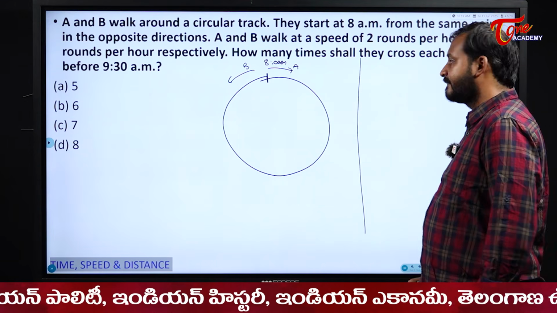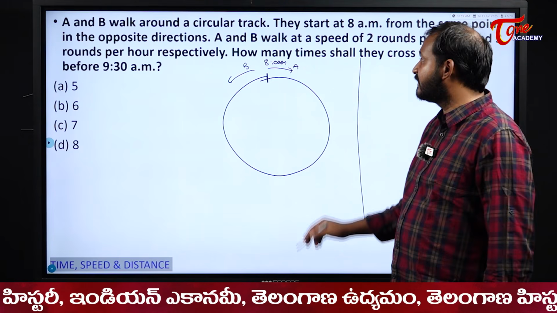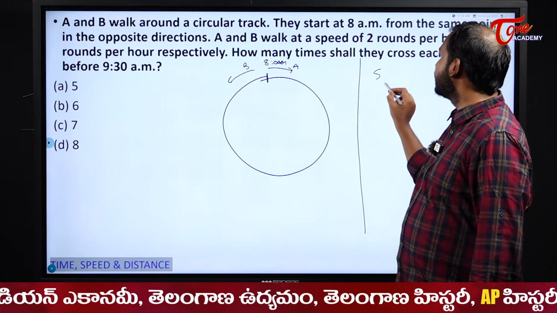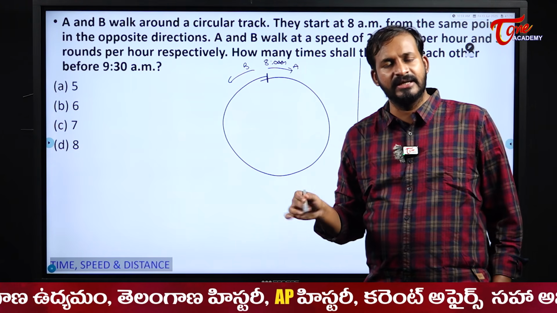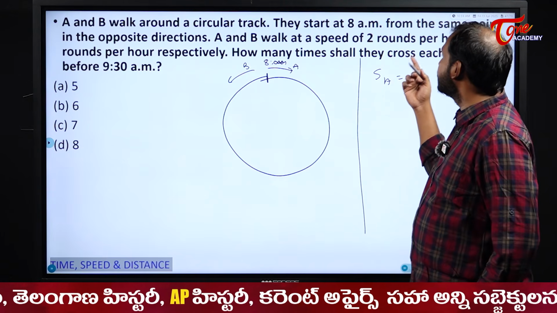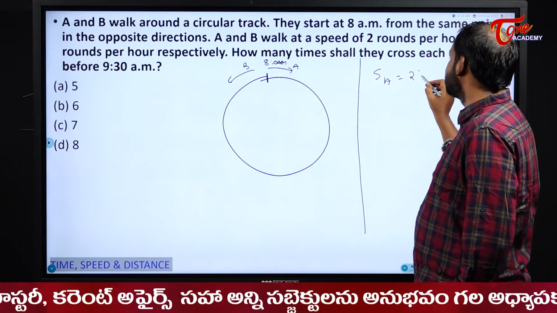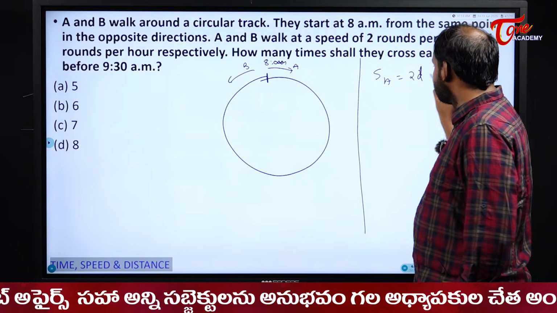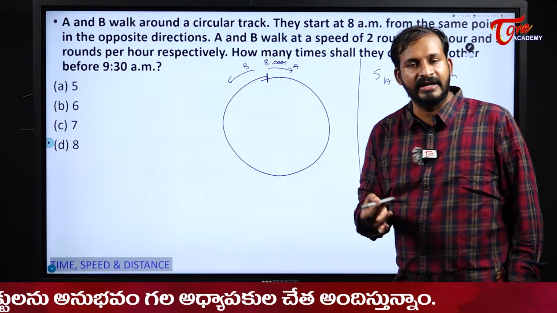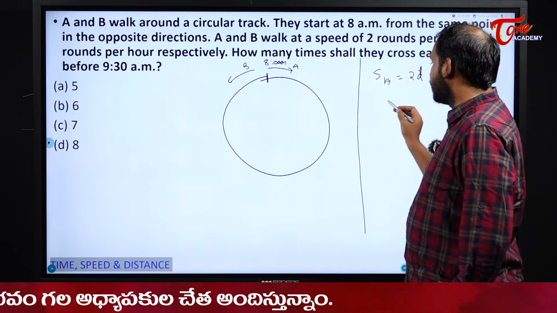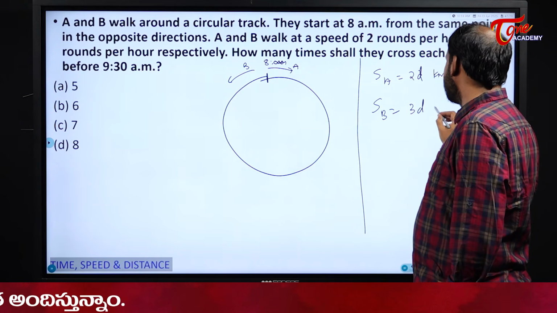Now see here, students. First we will find after how much time the two persons meet each other first. See, what is the speed of A here? Tell me. A walks at the rate of 2 rounds per hour, so his speed is 2D kmph. Actually, students, you can directly take 2, but for your better understanding, I am taking it as 2D. Next, what is the speed of B? 3 rounds per hour, so his speed is 3D kmph.